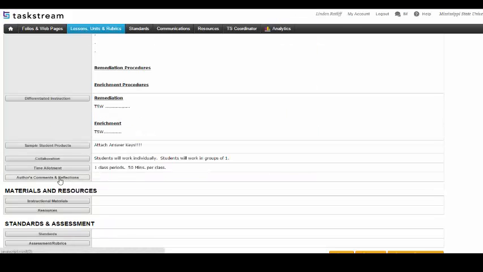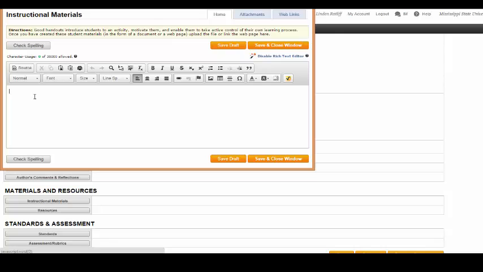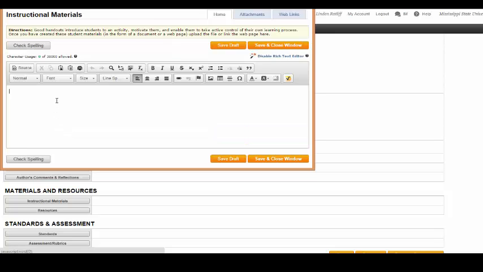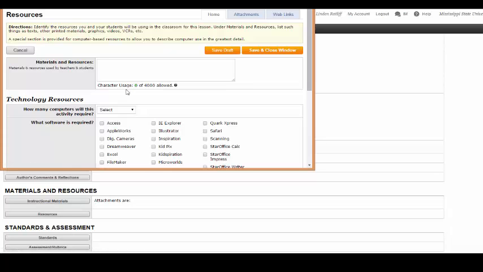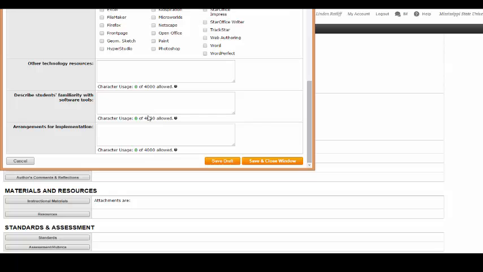Authors, comments, reflections, wherever you want to add to this. Instructional materials. If you have a PowerPoint, if you have a Prezi, you can put the Prezi address here. You can attach this right here. And you can also say attachments are, and then list all your attachments. Resources, if you have any text, it says right here, what are you going to be using? How many computers will be required? 1, and then you can just click right there. You can leave this blank if you want to.